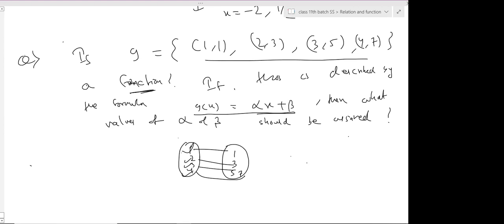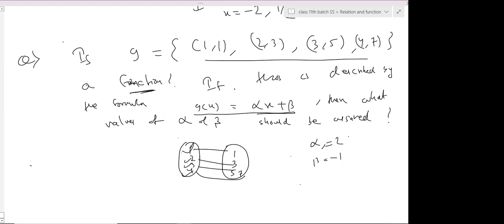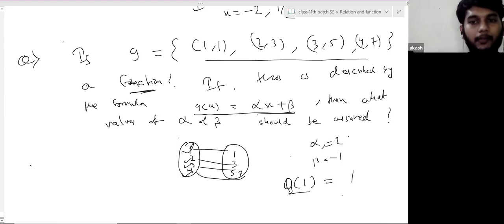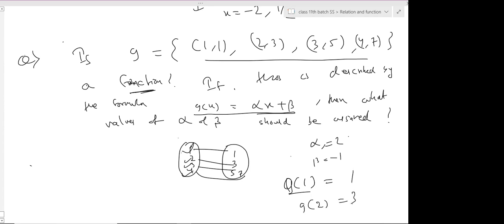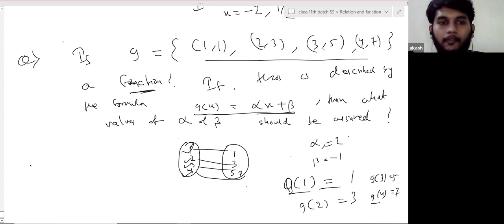Alpha is 2 and beta is -1. How to solve? I made two equations. If x is 1, then alpha x plus beta is equal to 1. Absolutely right. We can write g of 1 is 1, g of 2 is 3, g of 3 is 5, and g of 4 is 7. So you can use any two equations and solve, and you get alpha. Right? Fahad, this is clear?